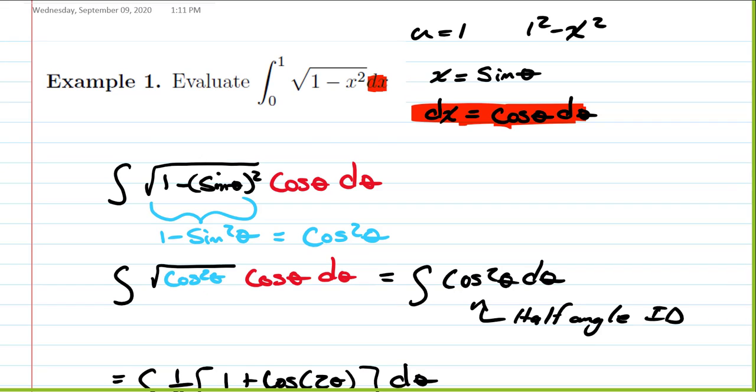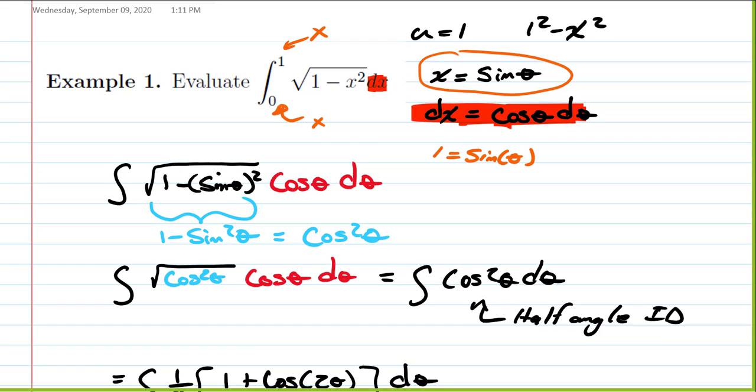When we look at what we have right here, we have x is equal to sine theta. If these are x values, then we're going to have two equations. We have 1 is equal to sine theta.